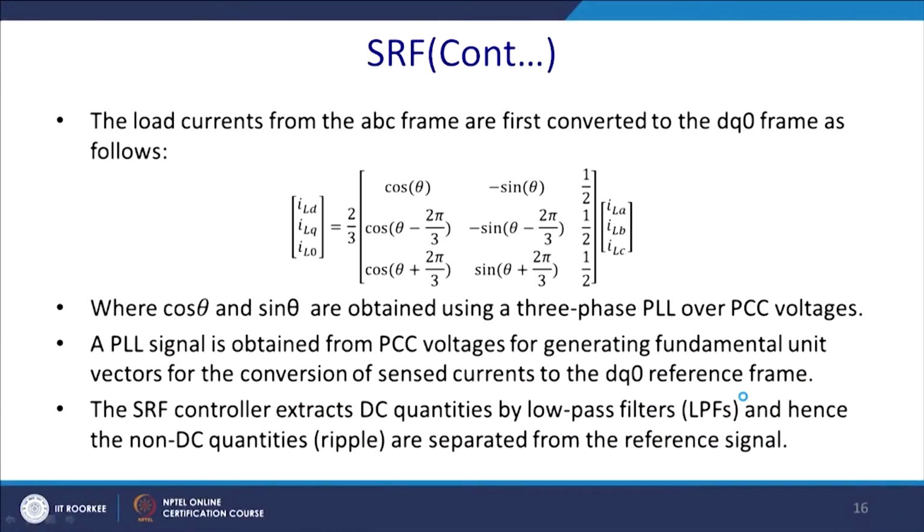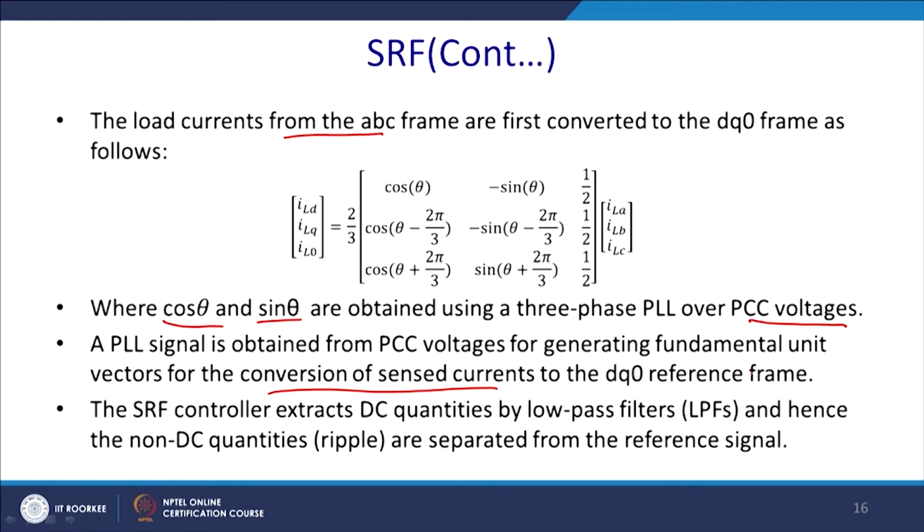So, from there we have the reverse Parks transformation, with the load current converted from the ABC frame to the DQ frame. This is a Parks transformation where cos theta and sin theta are obtained from the PLL over the voltages. The PLL signal is obtained from the voltages for generation of the fundamental unit vector for the conversion of the sensed current from ABC to the DQO frame when you have a zero sequence component of the current.